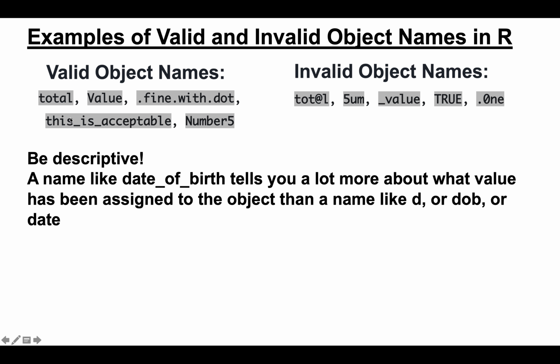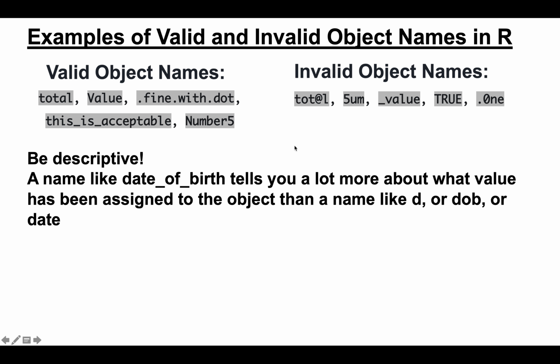So these are all just fine, these object names over here. On the right, these are invalid. You can't use an asterisk. You can't start with a number. You can't start with an underscore. You can't use a reserved word. The word TRUE, all caps, is reserved in R. And you can't start with a period and then have a number. So just to be aware.